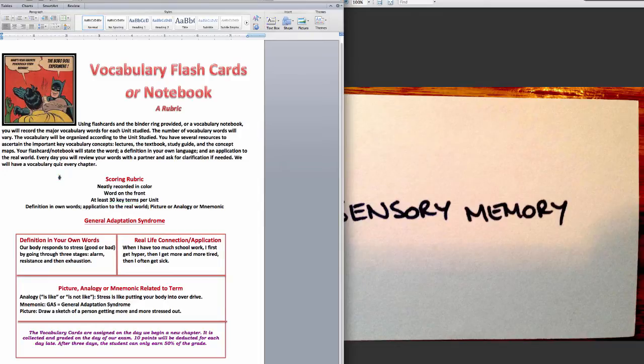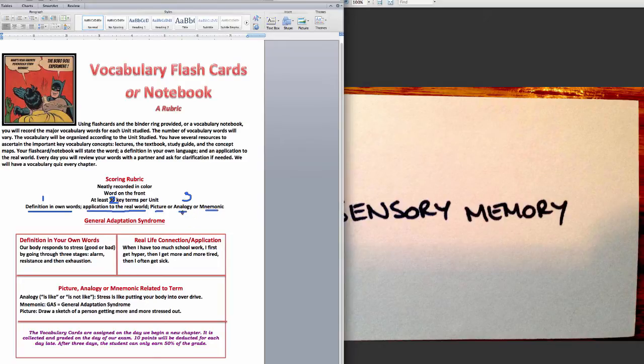And then the last thing will be you're going to have your definition in your own words, that's one. Your application to the real world, that's two. And that's the most important part, right? As I talked about taking notes in the last video, in this part, application to the real world is key. You've got to figure out a way that you can apply that definition or that word to something that you can understand. And then finally, the third thing is you can choose one of three different options here. You can do a picture, an analogy, or a mnemonic.